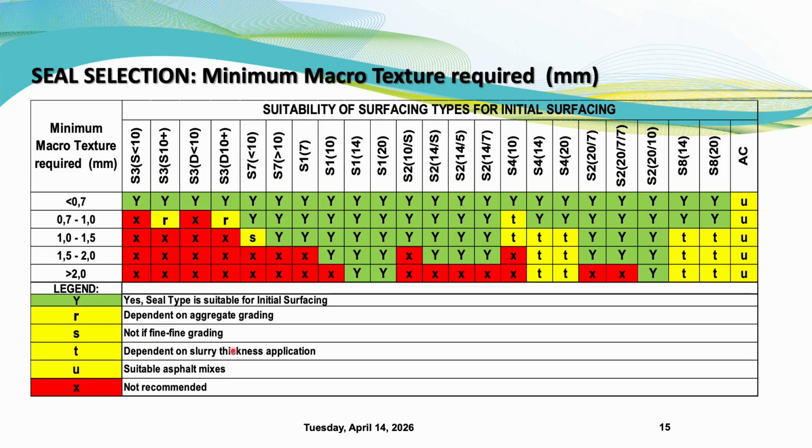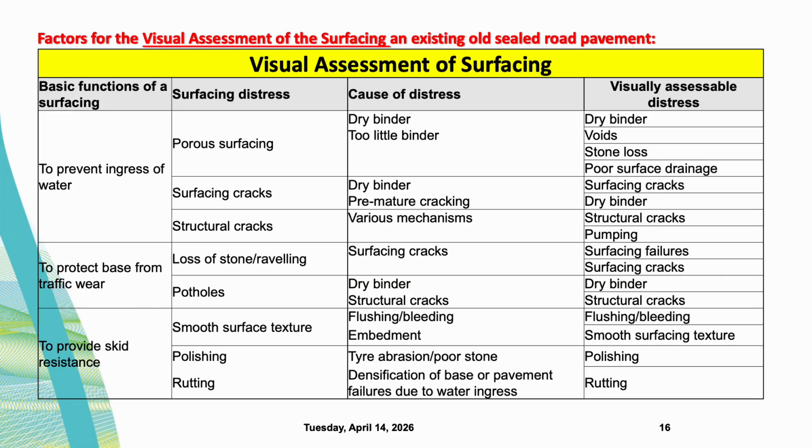S is not recommended if the grading is too fine. If the grading is too fine for the S7 slurry, then the S7 is not recommended. U is obviously asphalt can be used. So again, same as before, the green choices are seals that can be used, and you go across the table in a horizontal mode, and the legend informs you on the choices of seal.